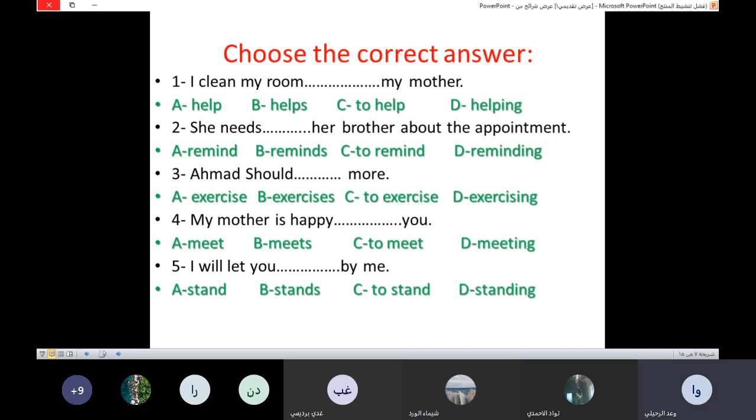Number three, Ahmed should more. Underline the word should. So, exercise, exercises, to exercise, or exercising? Exercise. Yes, exercise. Thank you, Tawad. Okay, number four, my mother is happy you. To meet. To meet. Thank you.